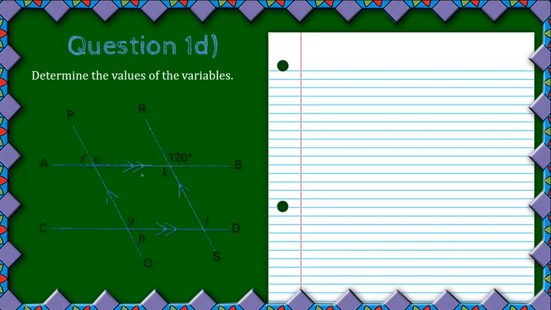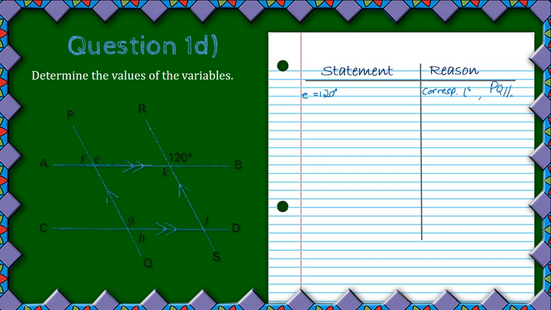For 1d, here we have a few things to solve for. So let's start in alphabetical order: E, F, G, H, K and J. So starting with E, and we're given this angle over here being 120 degrees, and E and this 120 degree angle are corresponding angles, so we say that E is 120 degrees, and our reason is corresponding angles, and PQ is parallel to RS.